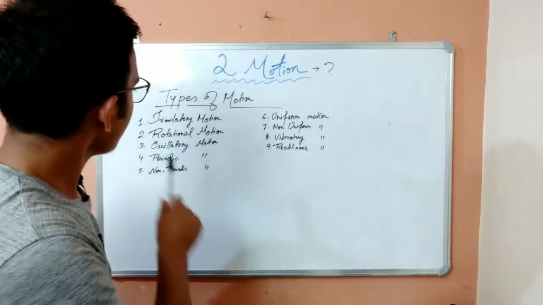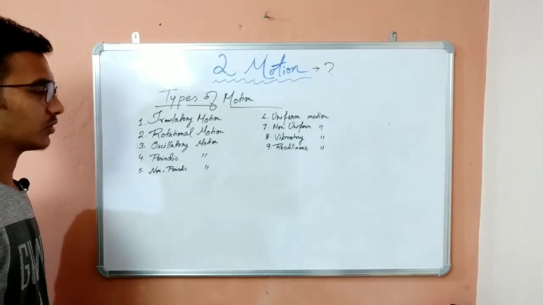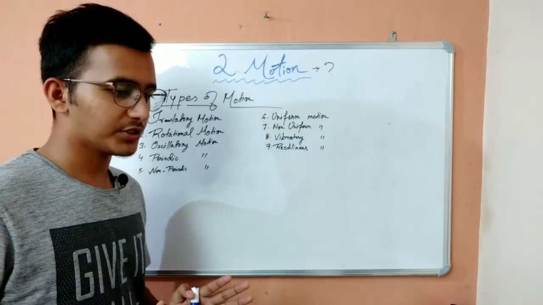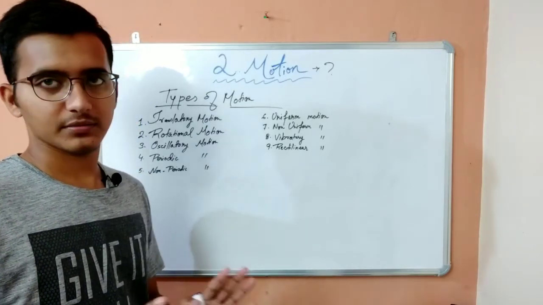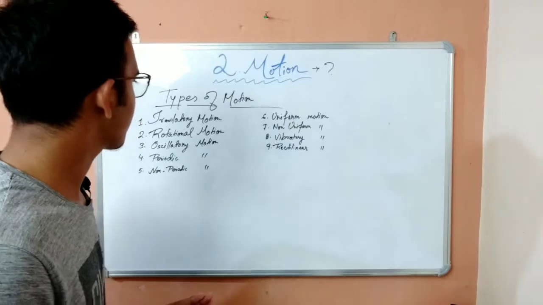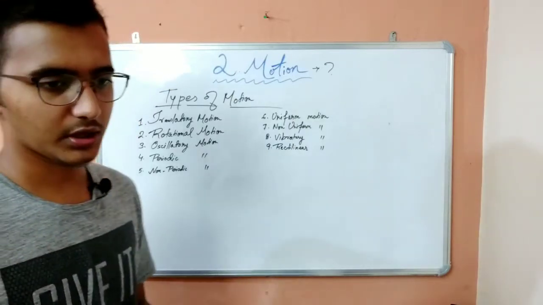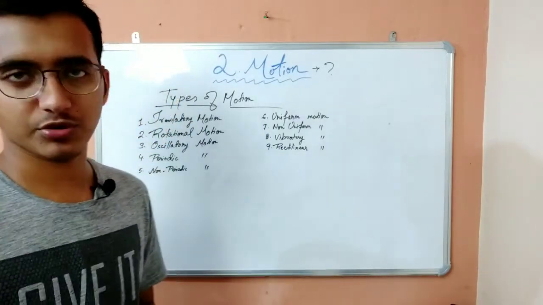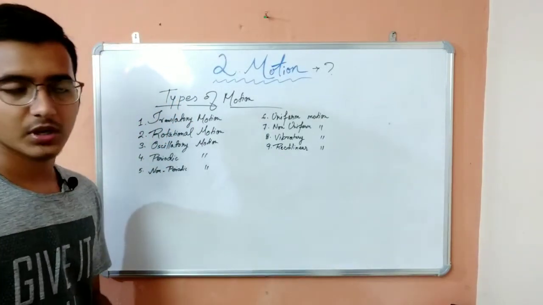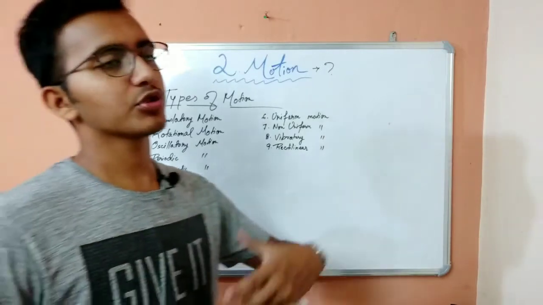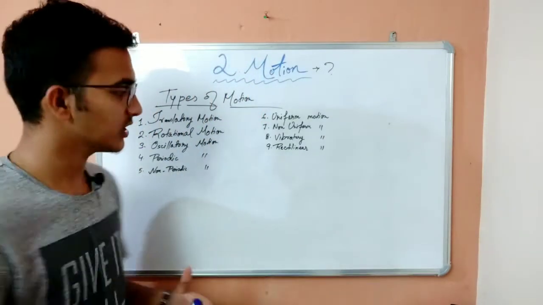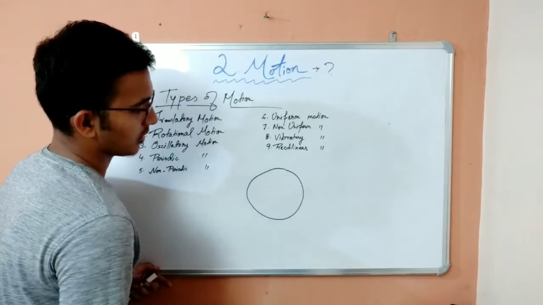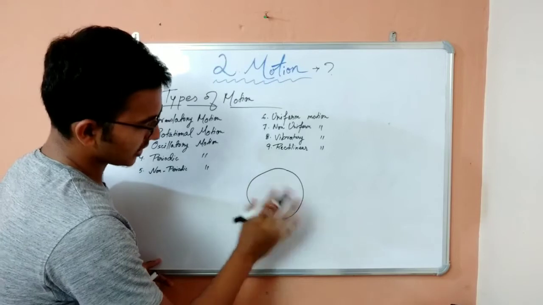So let's start with the translatory motion. What is translatory motion? Suppose an object is moving along a straight path, moving forward in a straight path, we call it translatory motion. What is rotational motion? Rotational motion is the type of motion you will find if a car is moving in a round path. Suppose this part. It's not perfectly round, but still.